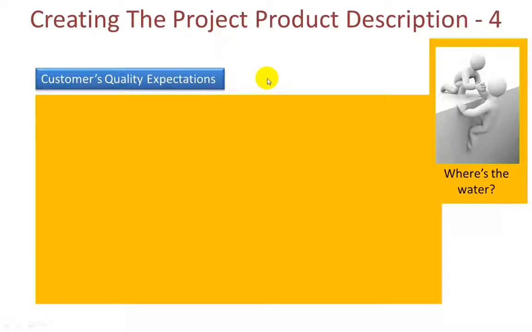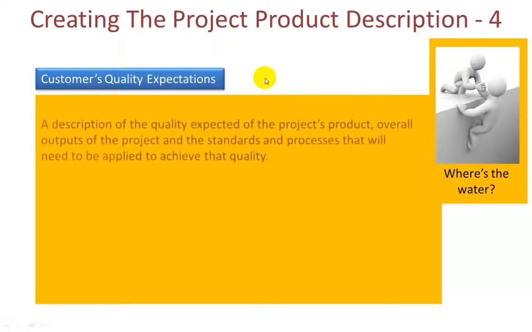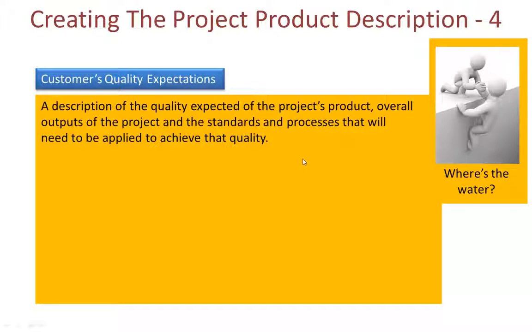Next up is the customer's quality expectations. This will be a description of the quality expected of the project's end product. It's the overall outputs of the project which you're looking at here, and any standards and processes that we need to apply to achieve that quality. Well, when it comes to a swimming pool, for example, there will be standards about providing mains electricity to power the pumps and so on and so forth.